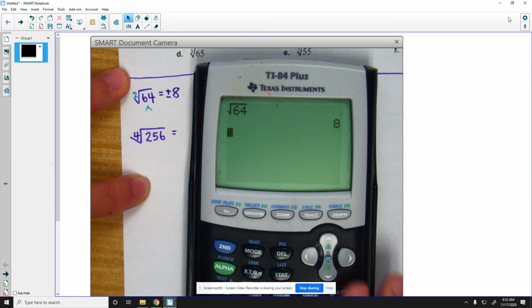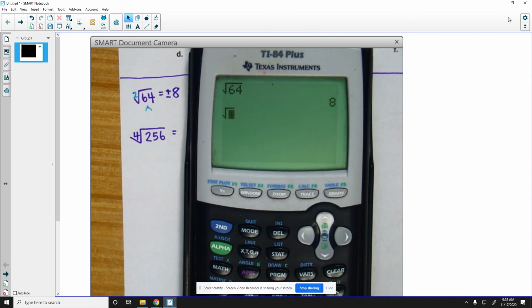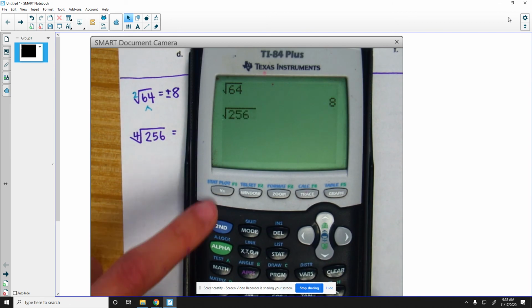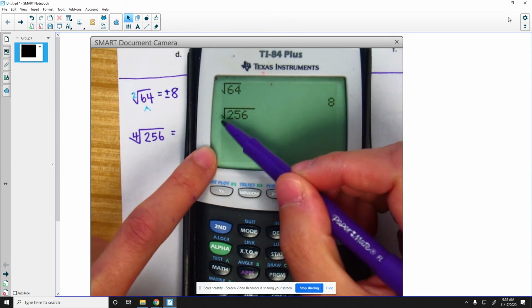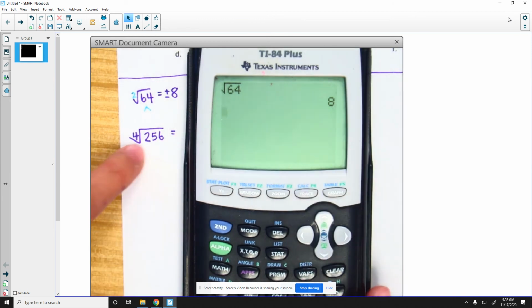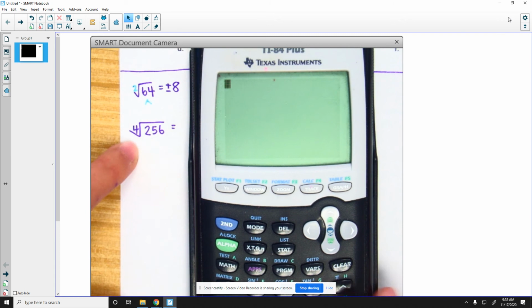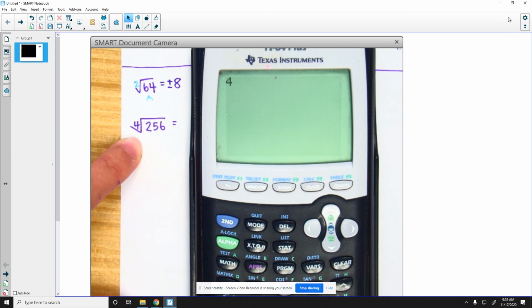So for this one, first of all, I can't say square root of 256, because that's a square root. That's assuming that I have a little 2 in here. So let me show you what to press. Okay, so all of you, you're going to hit the number 4 because it's the fourth root. Okay, so hit 4 first.